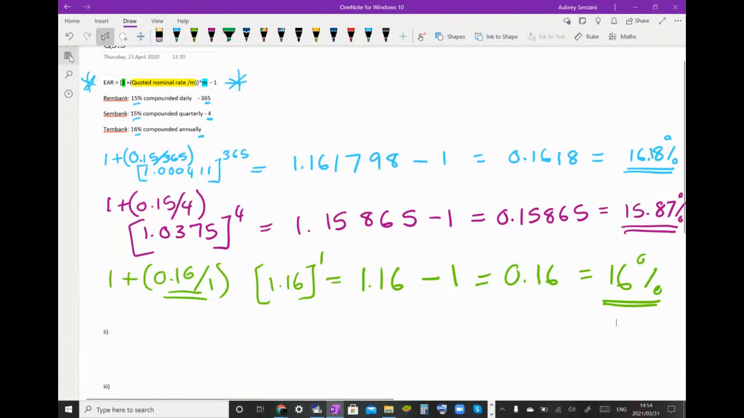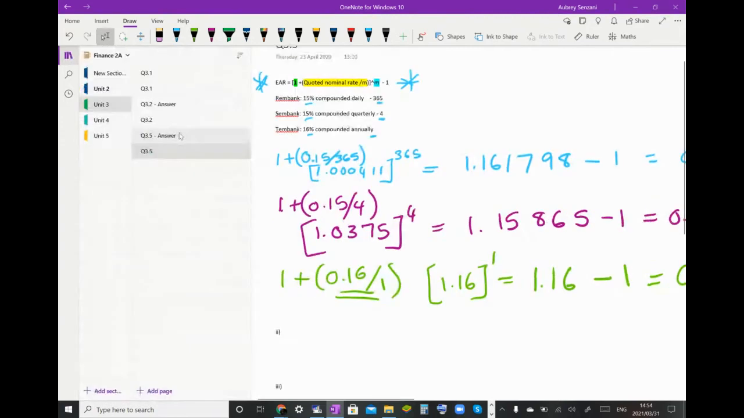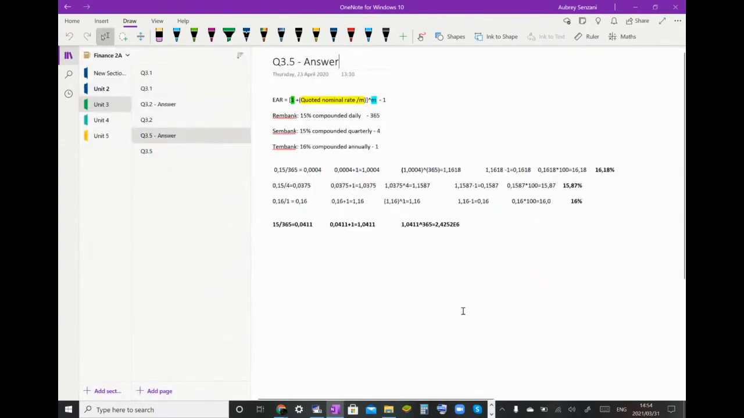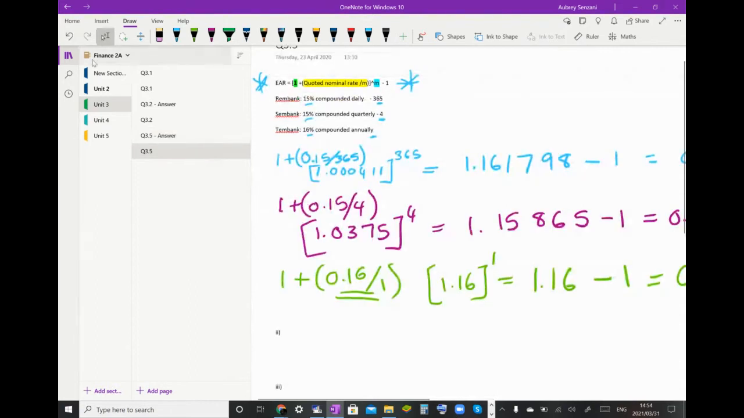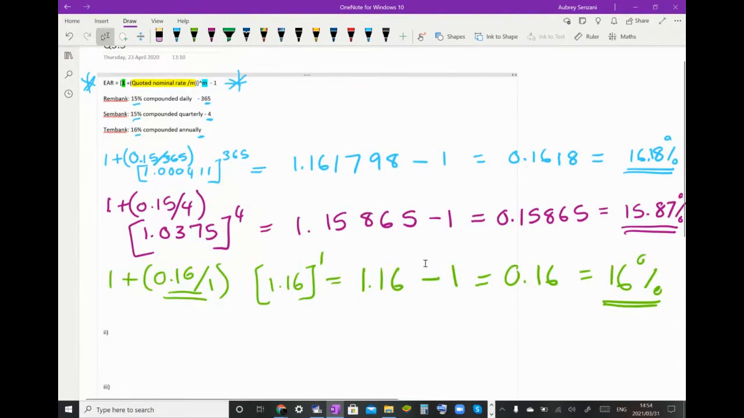Okay, so yep, guys, please just ensure that you understand these different calculations, especially theoretically, so that you can answer any multiple choice question or theory question in relation to them.